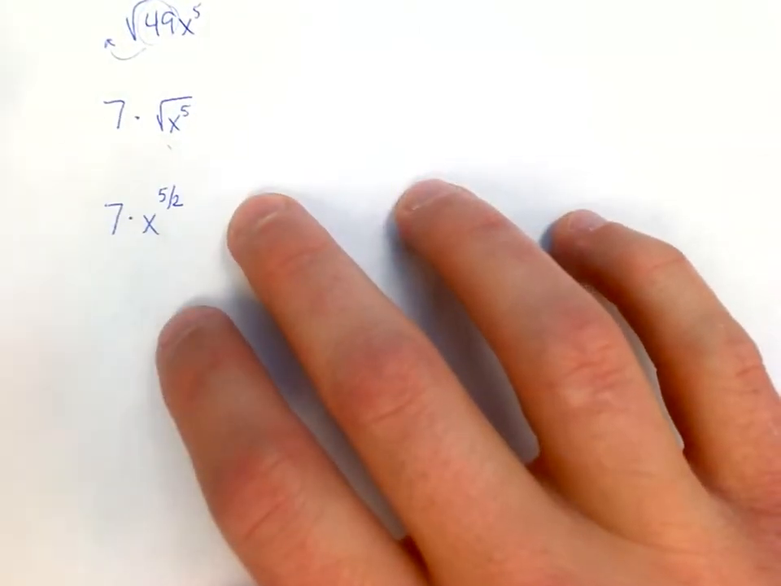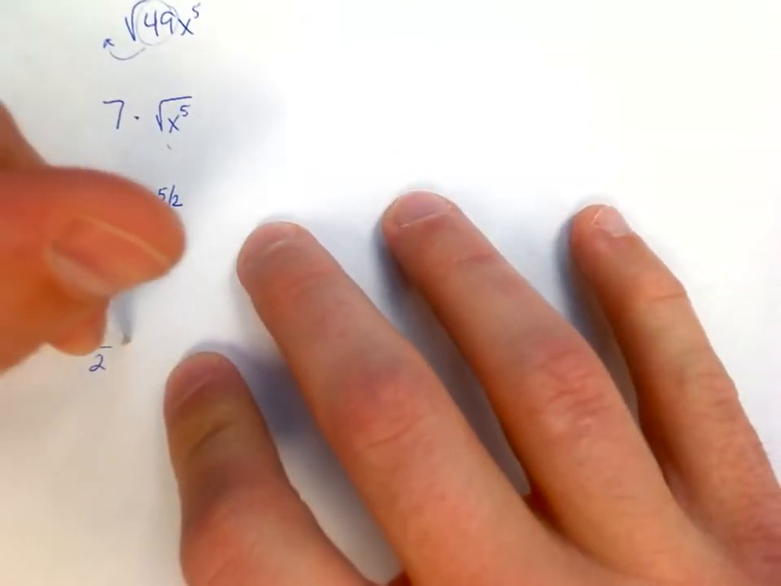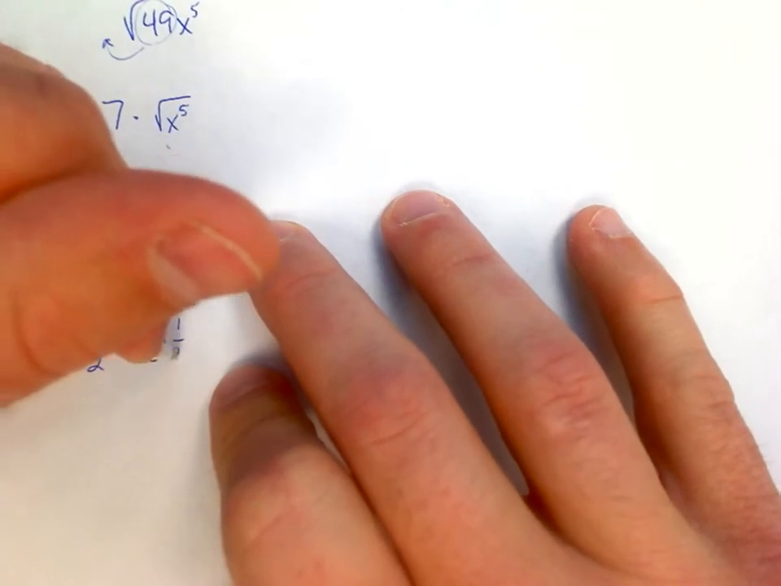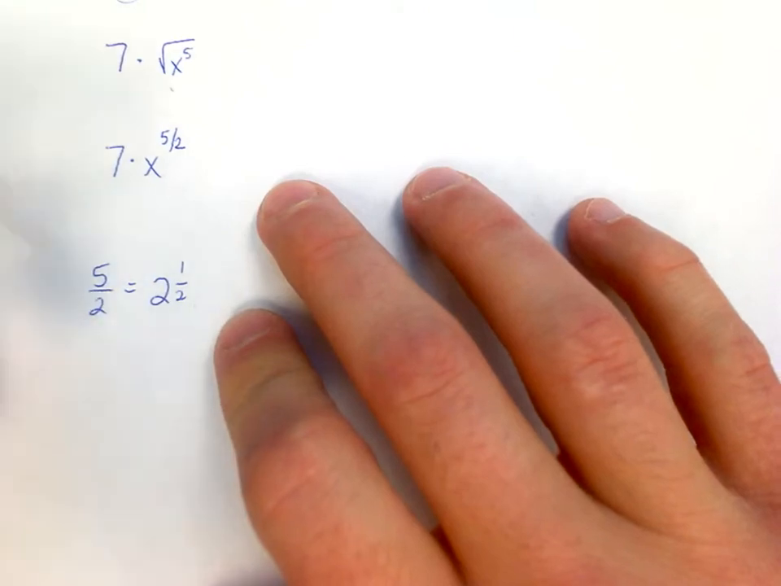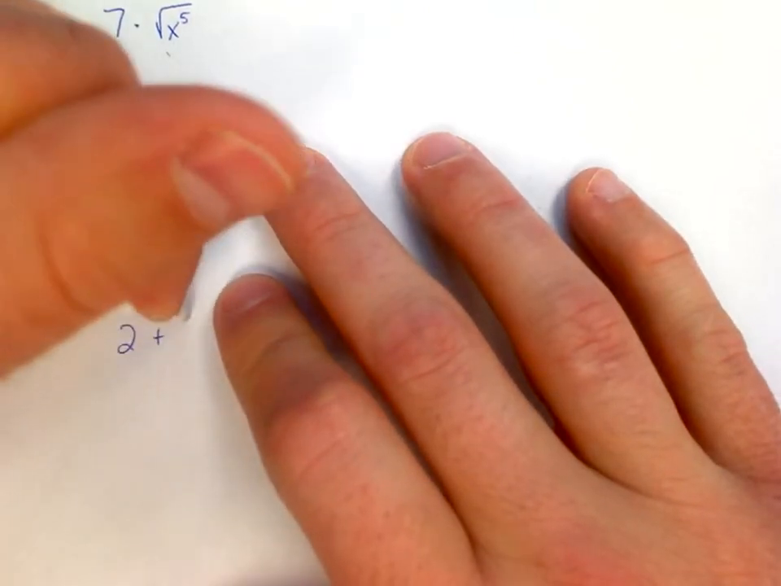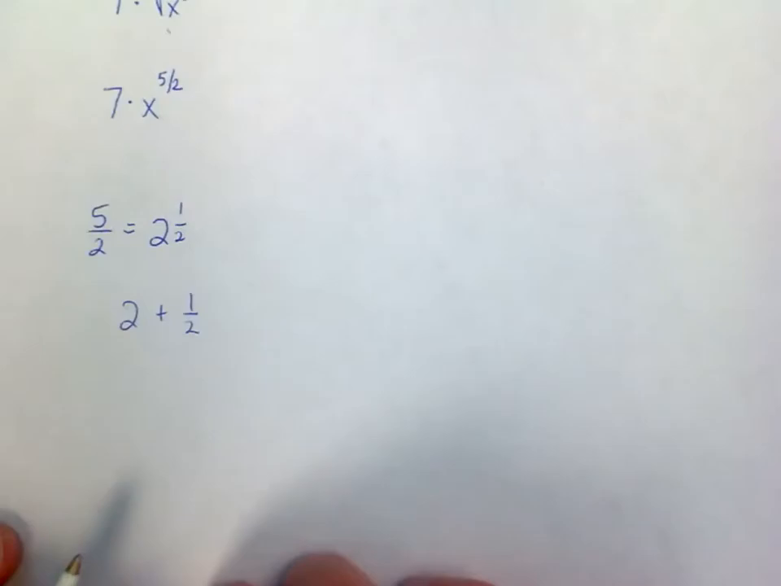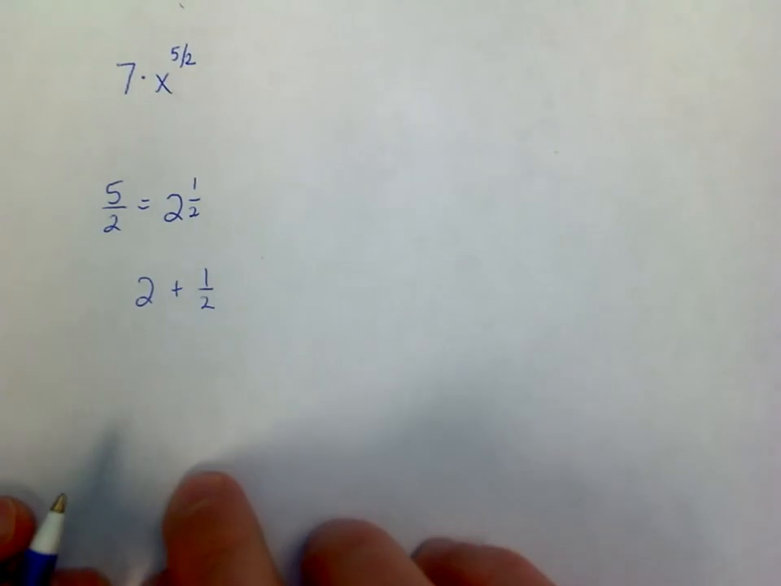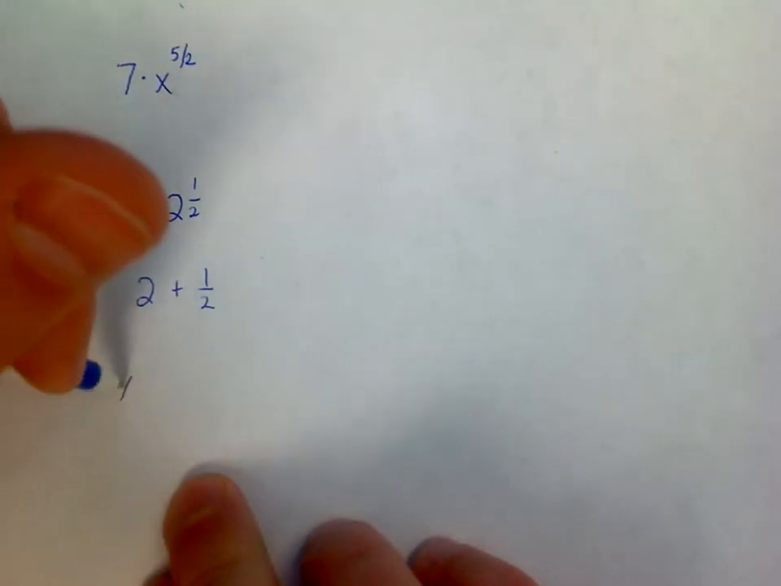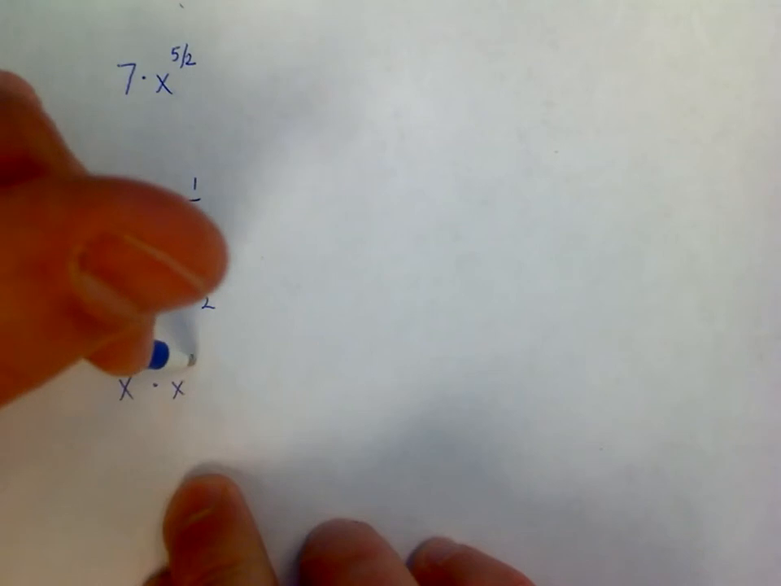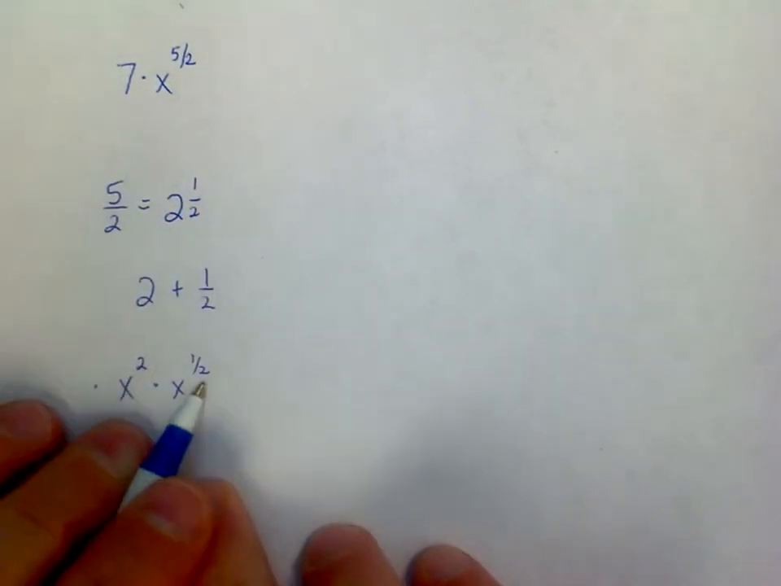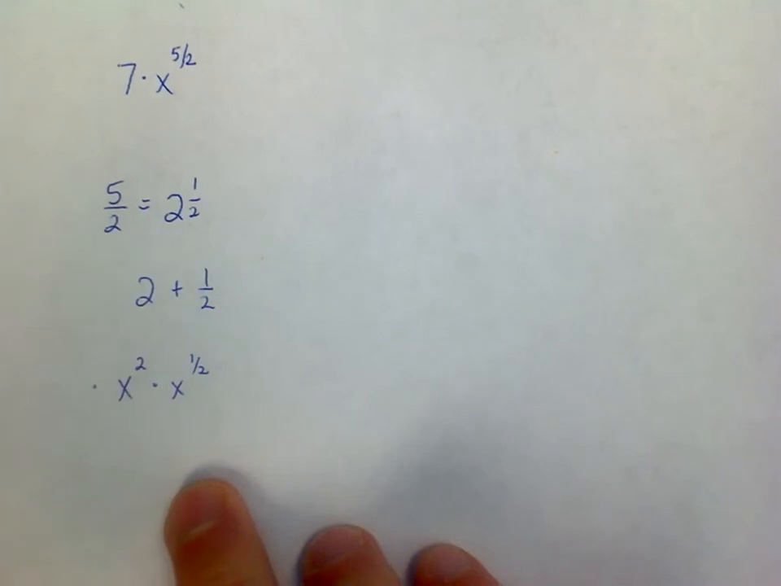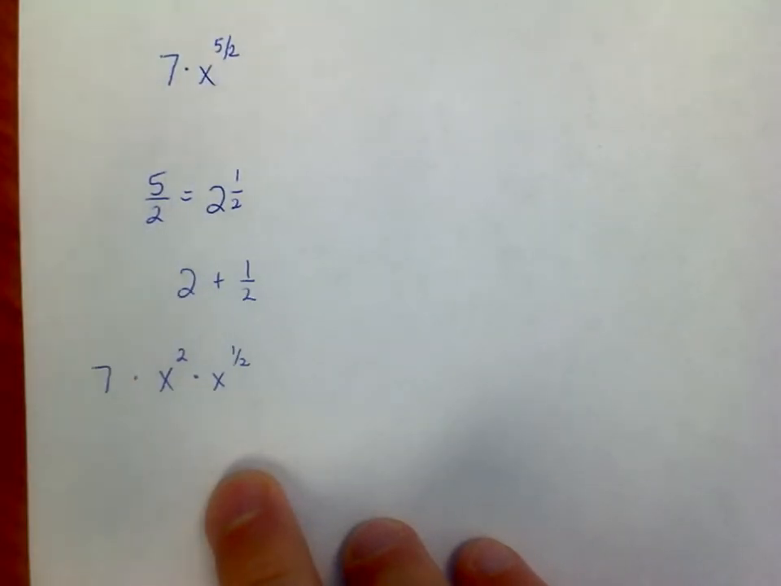See, 5 halves is really the same thing as 2 and 1/2, right? If I rewrote that in that form. And if I get a 2 and a 1/2, that really means I have a 2 plus a 1/2, right? And when do I add exponents together? I do it when I multiply things, right? So I might think of this then as x squared times x to the 1/2 power, right? Wouldn't that give me x to the 5 halves? That'd be 2.5. This is 2.5. It's the same thing. So really, don't forget the 7.